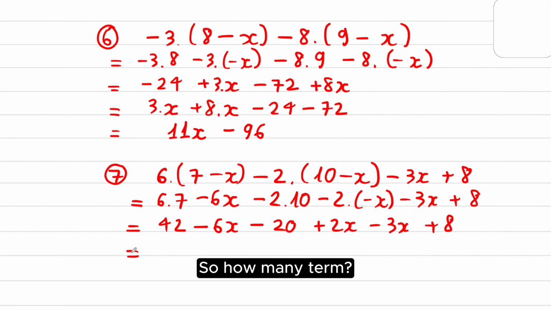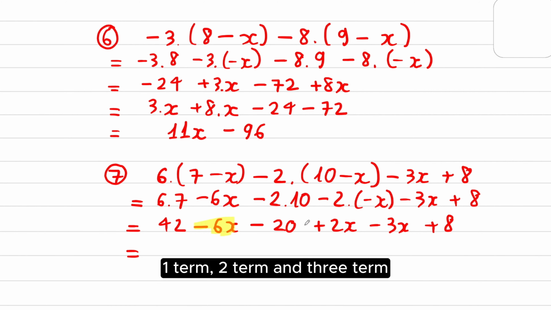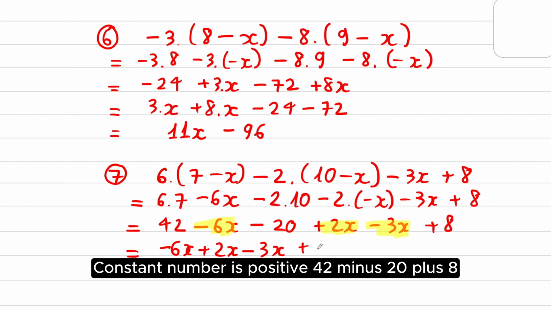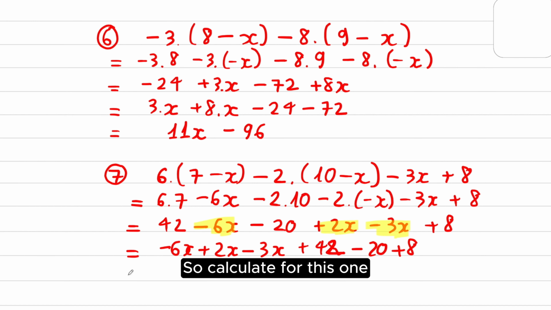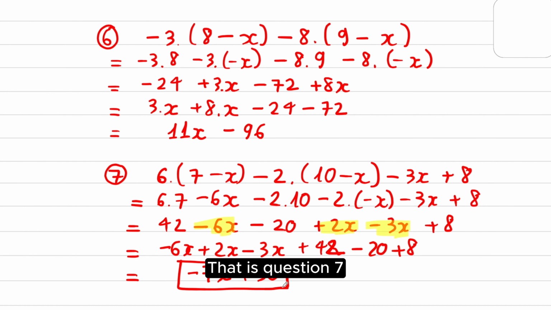Yeah. So how many terms do you have with h in here? 1 term, 2 terms, and 3 terms. Okay. Negative 6h plus 2h minus 3h. Constant numbers: positive 42 minus 20 plus 8. So calculating this one, you get minus 7h, and for the constant you will get 30. Okay, that is question 7.